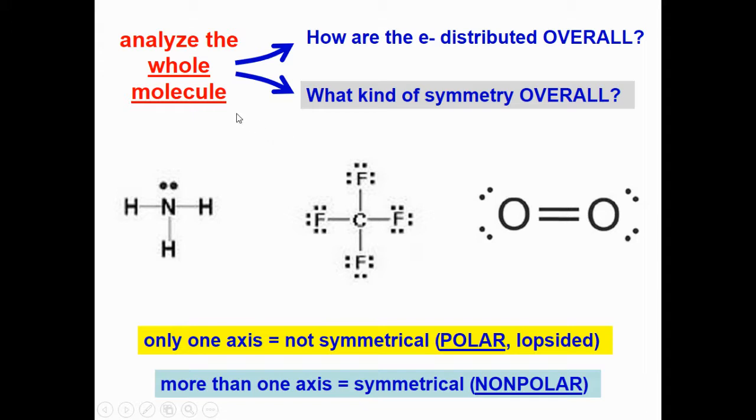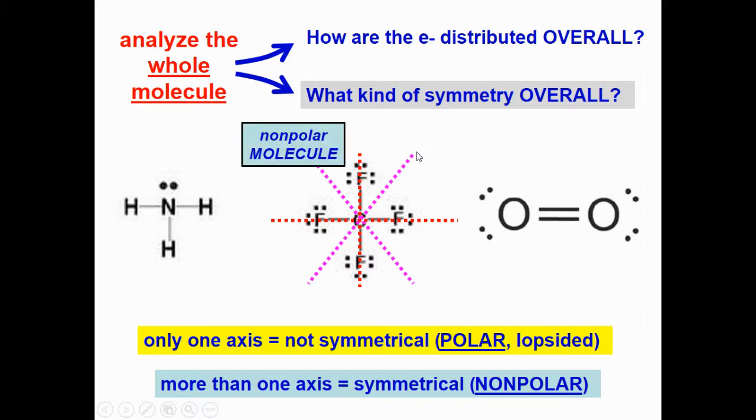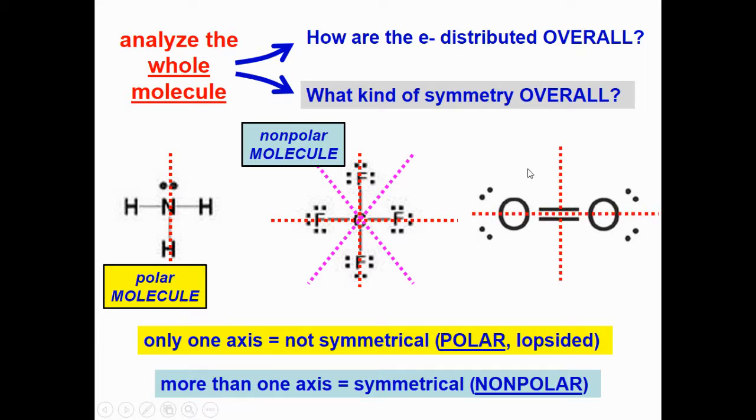So when we're trying to figure out polarity, we look at the whole molecule, either looking at how the electrons are distributed overall or what kind of symmetry it has. This one in the middle, it's got the electrons evenly distributed and it's got 2 or more lines of symmetry. It's a nonpolar molecule. This one here has electrons at one end, not at the other end. It's got 1 line of symmetry. It's a polar molecule. This O2 has 2 lines of symmetry. It's got electrons equally at either end of the molecule, so it's a nonpolar molecule.